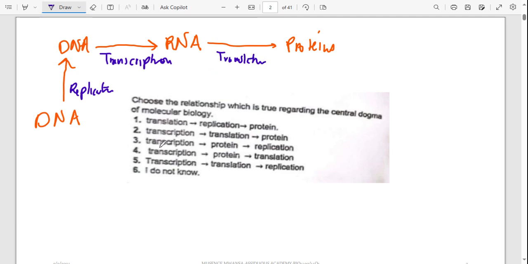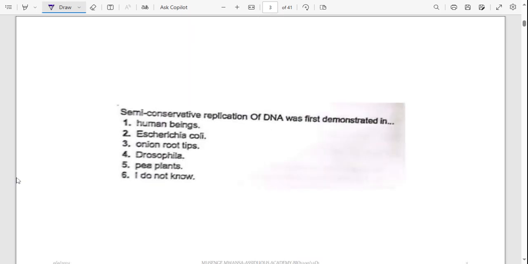So is it translation, replication, proteins? Is it replication that forms proteins? No. Transcription, translation, then proteins. This is true, right? Because after translation, we have got proteins. Transcription, protein, no. Transcription, translation, then replication, no, because replication is supposed to be the first one. Okay, so that is it for this one.